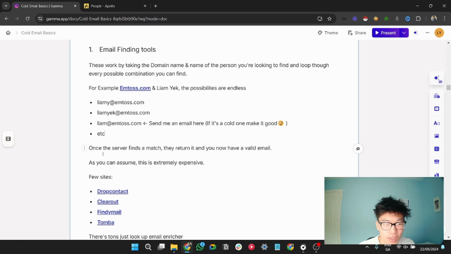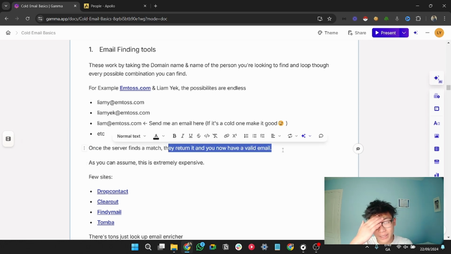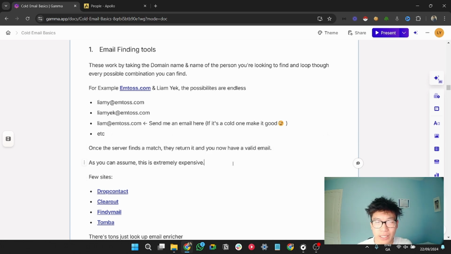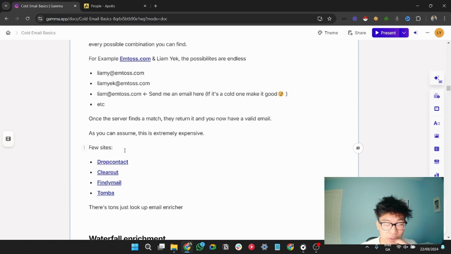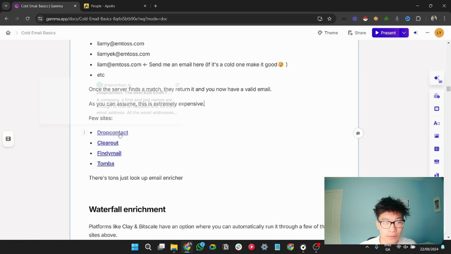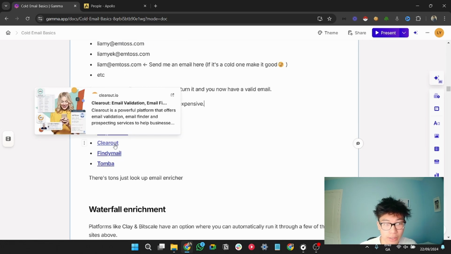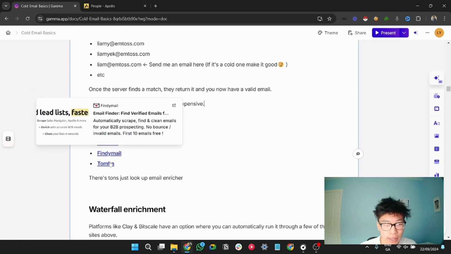Once the server finds a match, they return it, and you now have a valid email. That's all the system does. It just keeps looping through all the possible thousands and thousands of combinations. And once it finds one, it returns it and you can then email it. As you can assume, this is extremely expensive, because if you want to run 1,000 iterations for a single email and you want to do that 1,000 times, it takes a lot of server load. So for a few sites, Dropcontact is one, Clearout's another. They have a built-in one, Find Email, and Toomba.